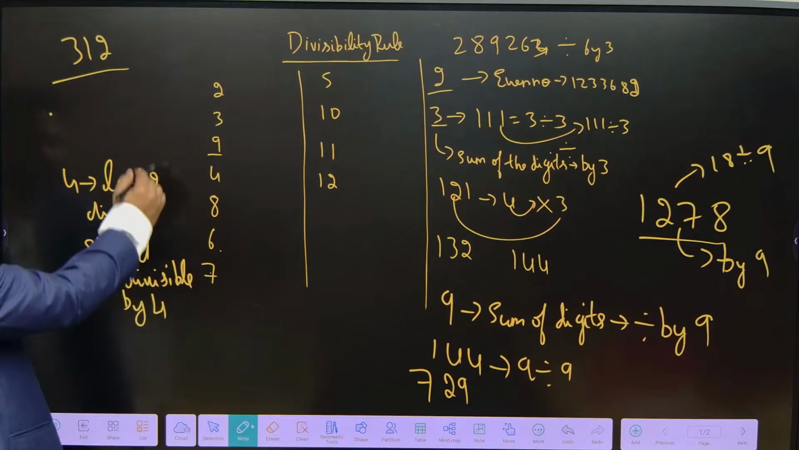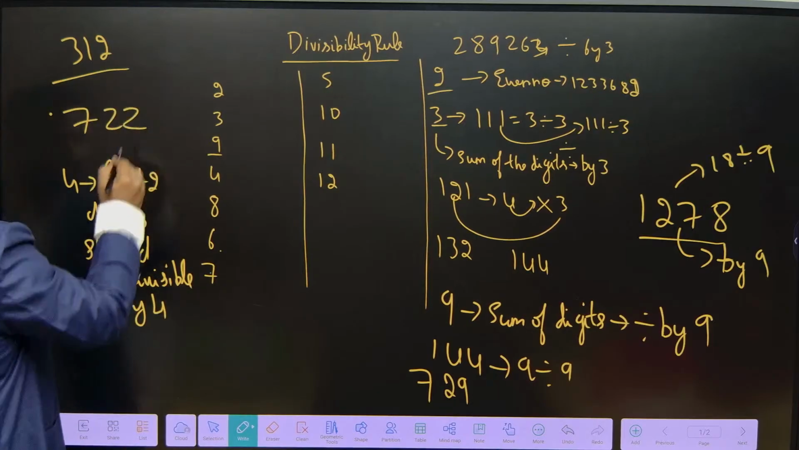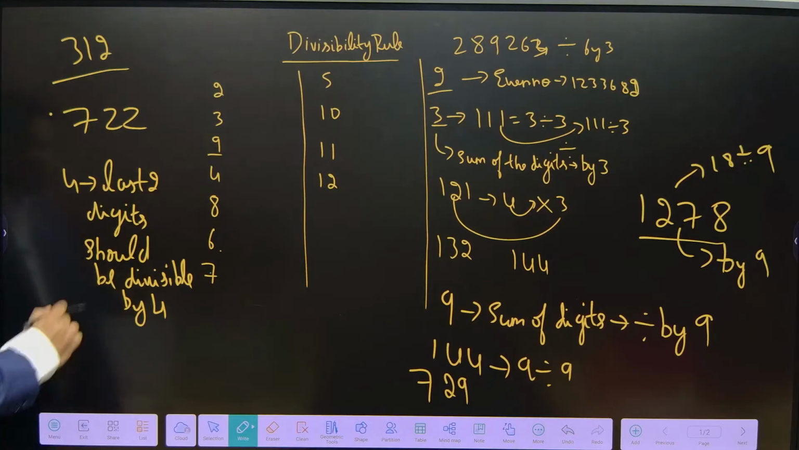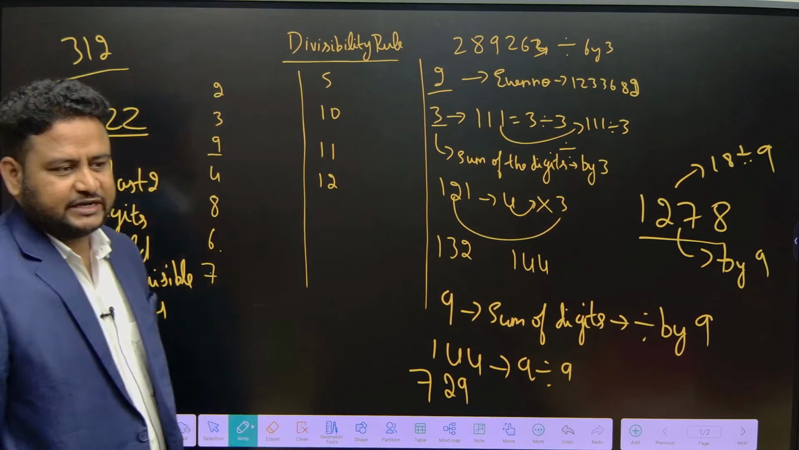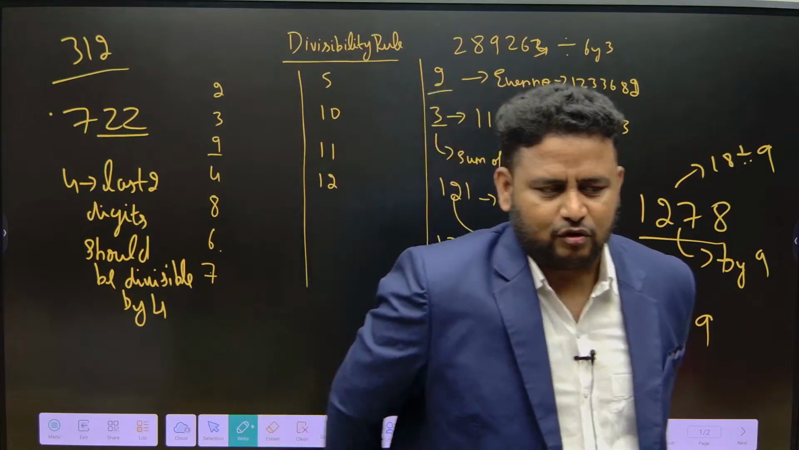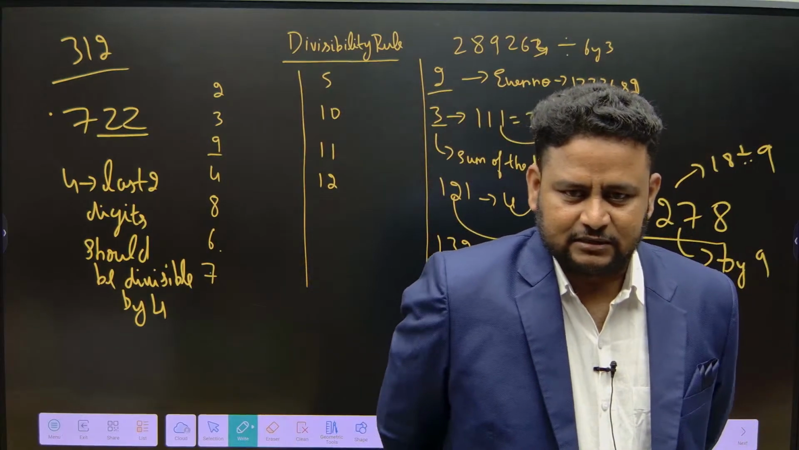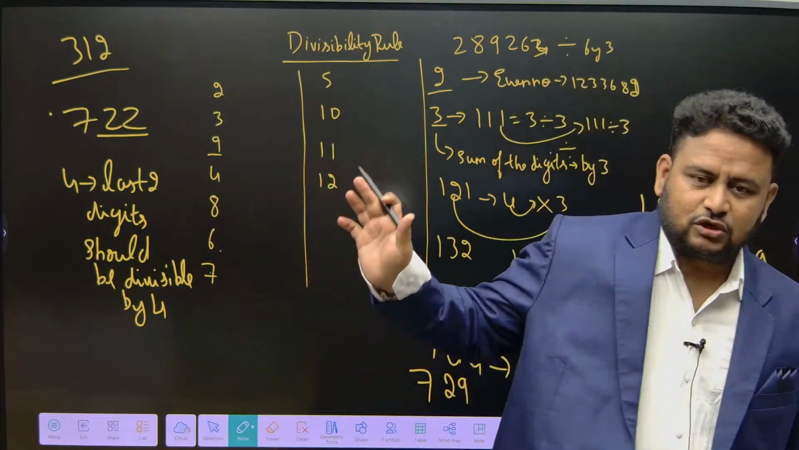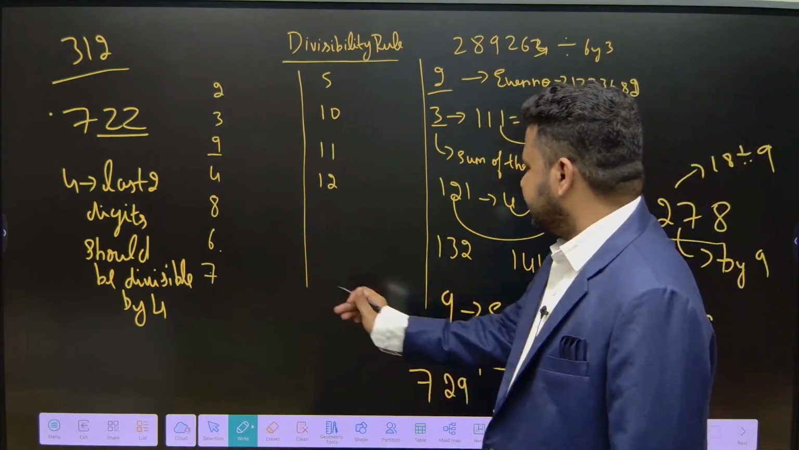Okay, so if I give another number like 722. You have to focus only on the last two digits. So what is happening? Is 22 divisible by 4? No. 4 5s are 20. You are getting a remainder. So 22 is not divisible by 4. So definitely 722 is also not divisible by 4. Okay, let us take one more example.